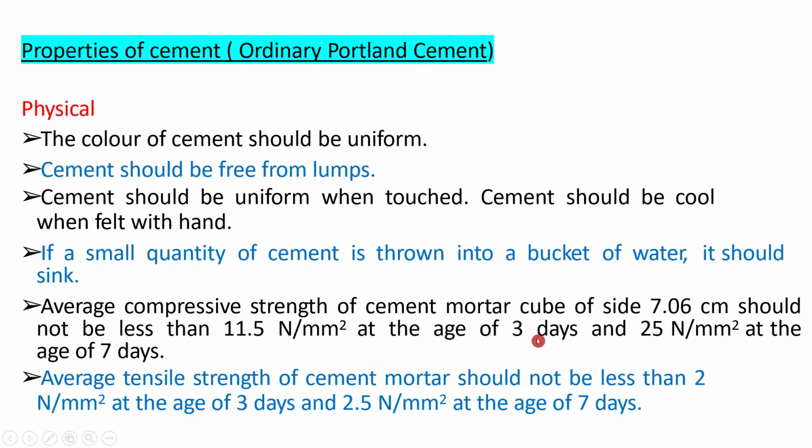So at the end of the third day, the minimum value required is 11.5, and at the end of 7 days, it should have a minimum strength of 25 Newton per mm square. The average tensile strength of cement mortar should not be less than 2 Newton per mm square at the age of 3 days and 2.5 Newton per mm square at the age of 7 days. That means this is the compressive strength. So what we talked about now is regarding the tensile strength.